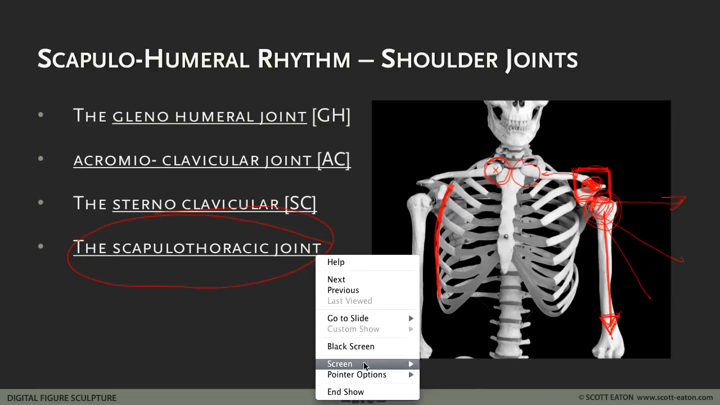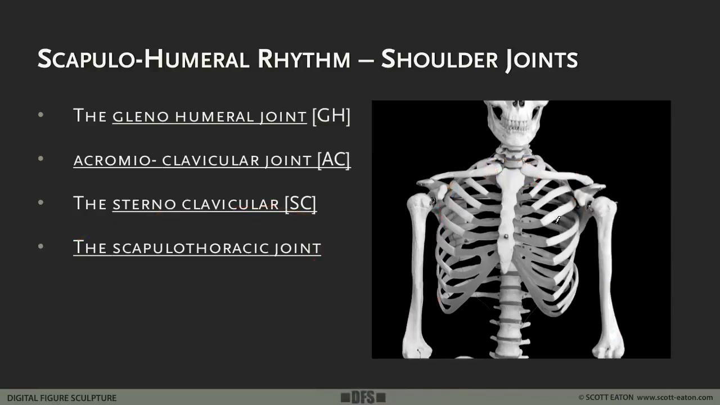Let me just erase this pen. One more thing that's going to be important for us to understand is that this whole structure between the clavicle and the scapula is bound together by ligaments. Right, so remember this little thumb down here is the coracoid process.